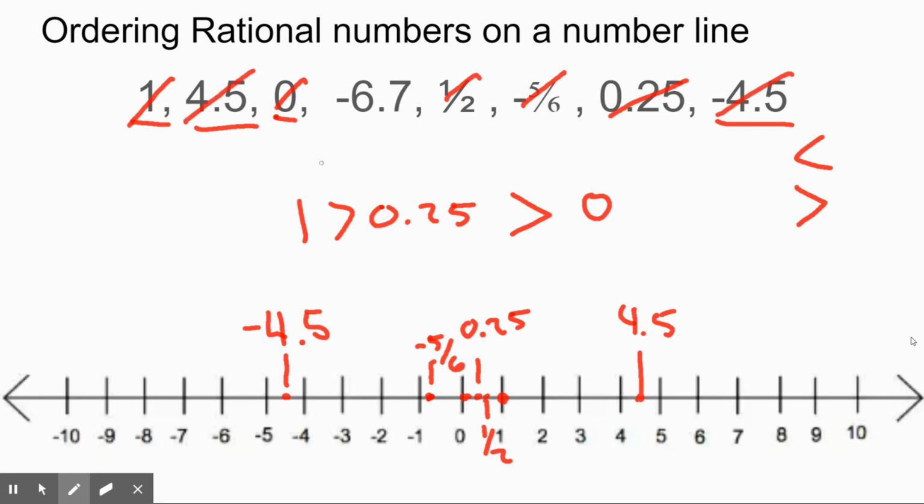That just leaves -6.7. Again, common mistake would be to try to put it here. But remember, this is actually closer to -7 rather than -6, so that means it's going to actually have to go over here-ish. And now we have plotted our 8 points.